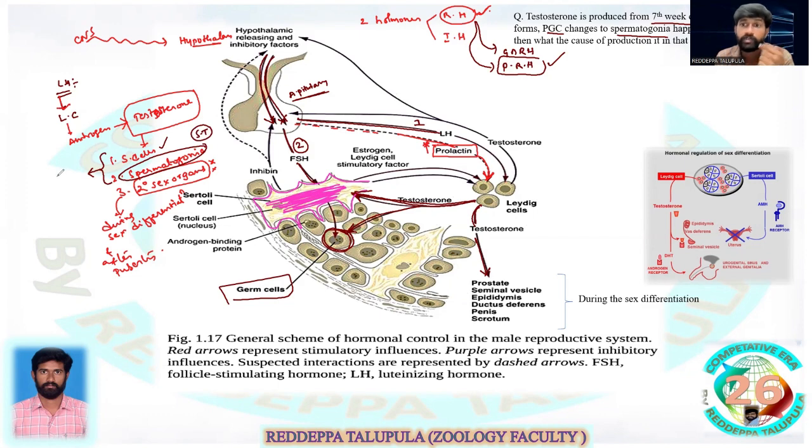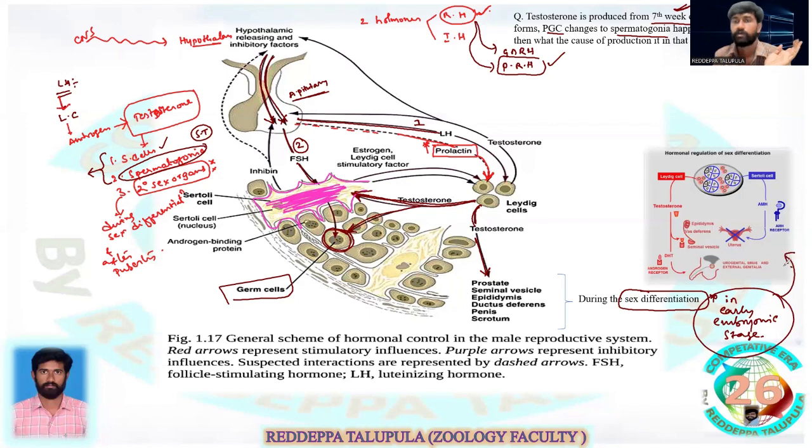But the secretion of testosterone is seen in the 7th week of gestation itself. Then what is the function of this testosterone during the period from after the 7th week to before puberty? Mainly, it is involved in sex differentiation in the early embryonic stage itself. How, I will discuss later. Okay. Now I completed the testosterone.